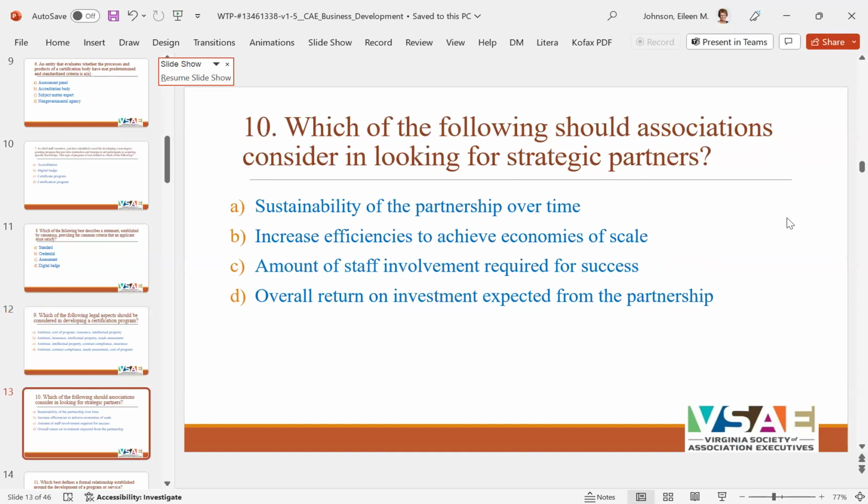Okay. 10. Strategic partners. Phew, we're done with accreditation. I think it's back to me. Which of the following should associations consider in looking for strategic partners? A, sustainability of the partnership over time. B, increase efficiencies to achieve economies of scale. C, amount of staff involvement required for success. D, overall return on investment expected from the partnership.